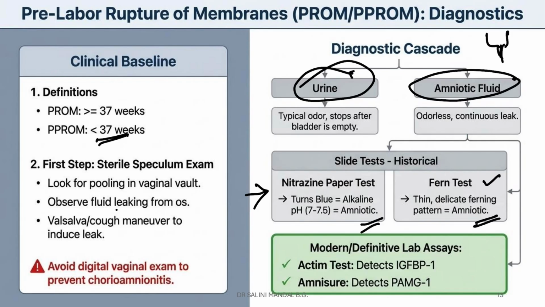Okay, but apart from that, if we are going to do an examination, look for pooling in the vaginal vault, observe fluid leaking, whether it is from the os itself, and even a Valsalva or cough maneuver can be done to induce a leak. But digital vaginal examination should not be done, to prevent chorioamnionitis.